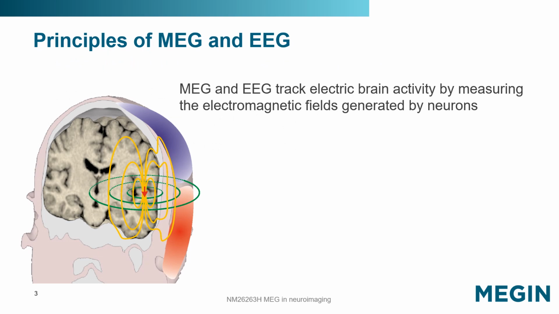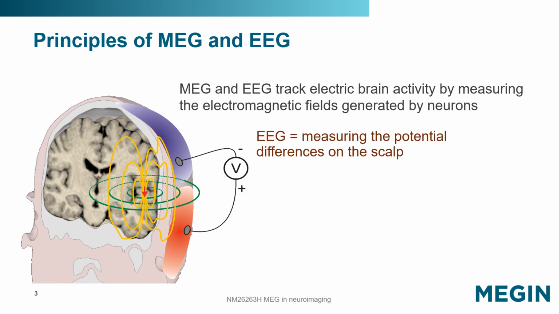MEG tracks brain activity by measuring the electromagnetic fields generated by neurons. During brain activity, large groups of neurons are activated. Those neurons generate electric currents, illustrated here with a red arrow and yellow loops. These electric currents generate both electric potential and magnetic fields.